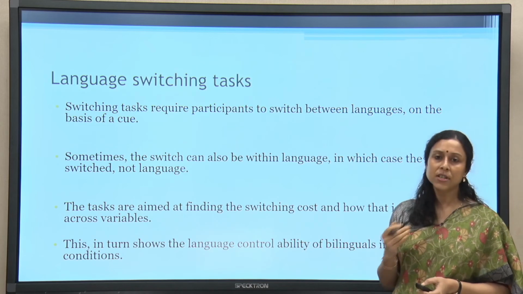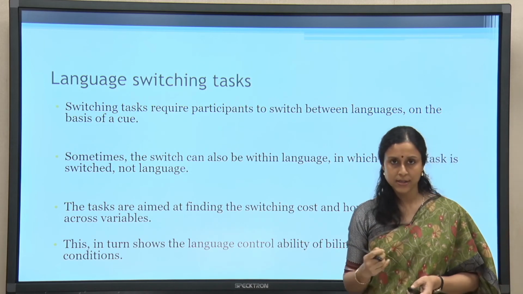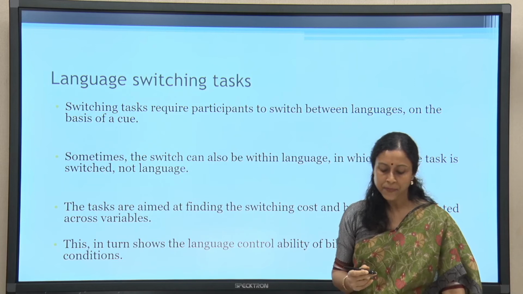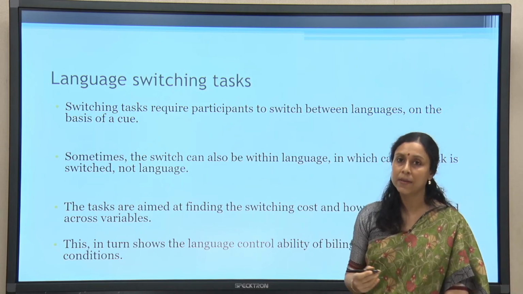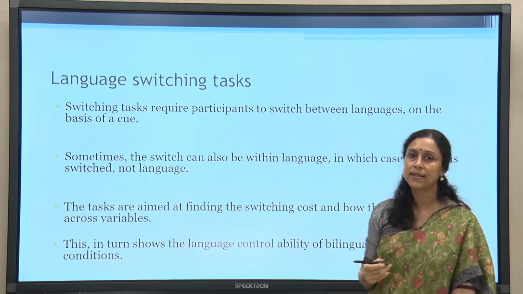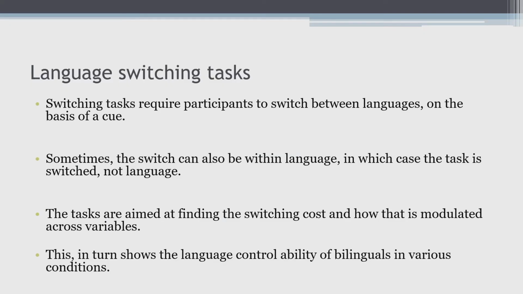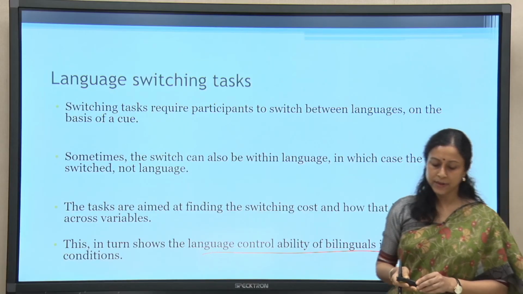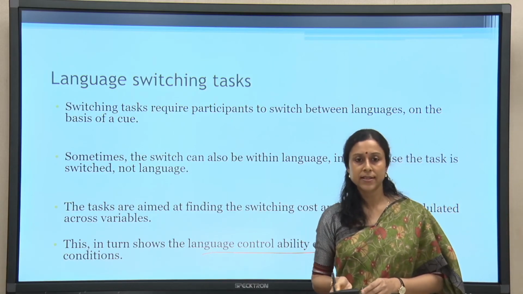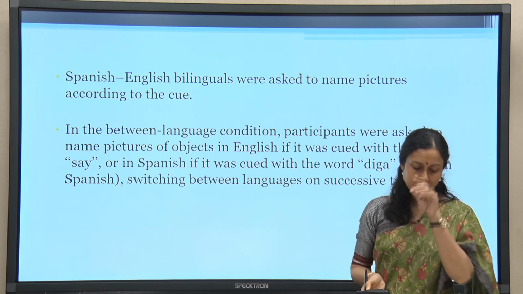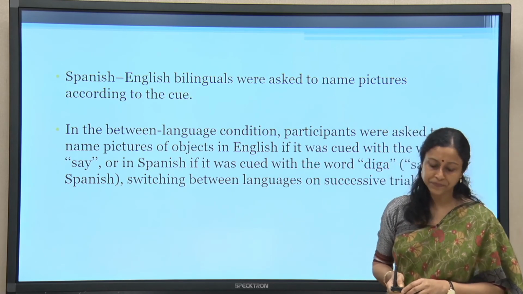But in any case, switching cost basically is what we try to find out, and how it is modulated across variables. There can be many variables, proficiency is one, but there can be many other variables. Now, this particular switching cost shows the language control ability of bilinguals in various scenarios, in various experimental conditions that manipulate different kinds of variables.